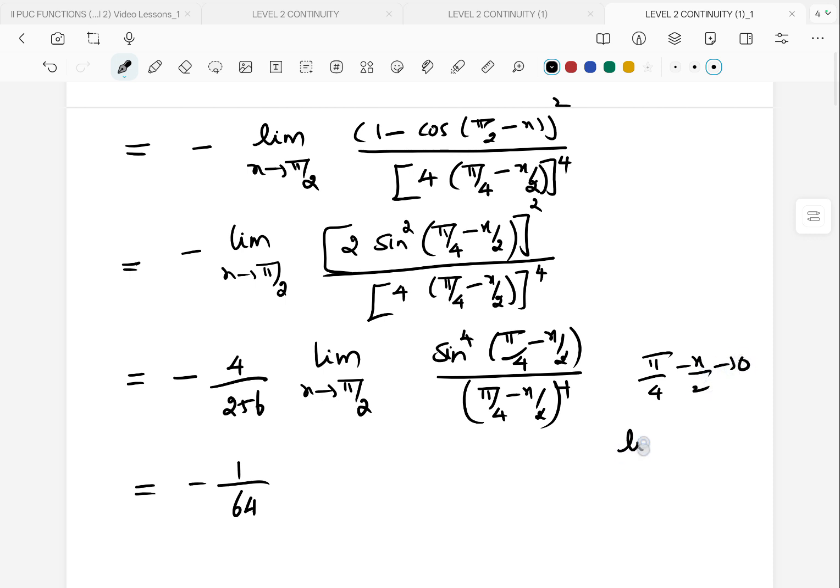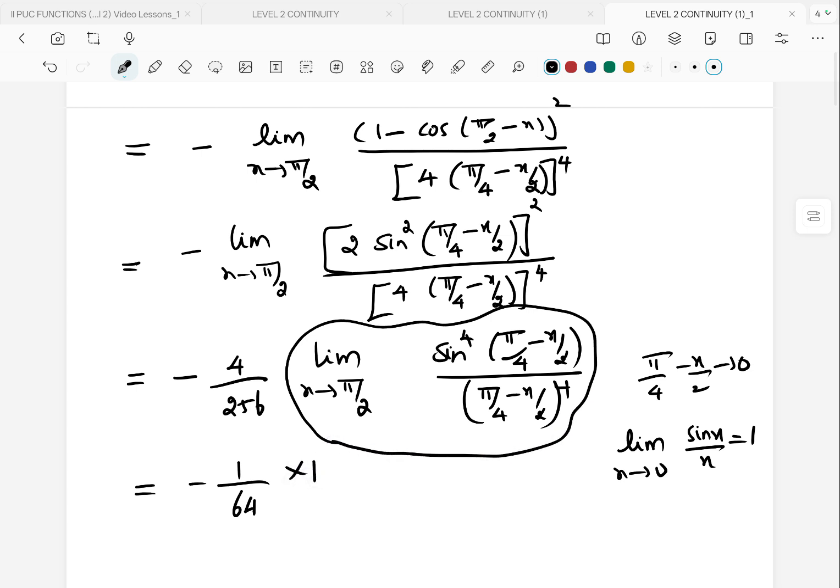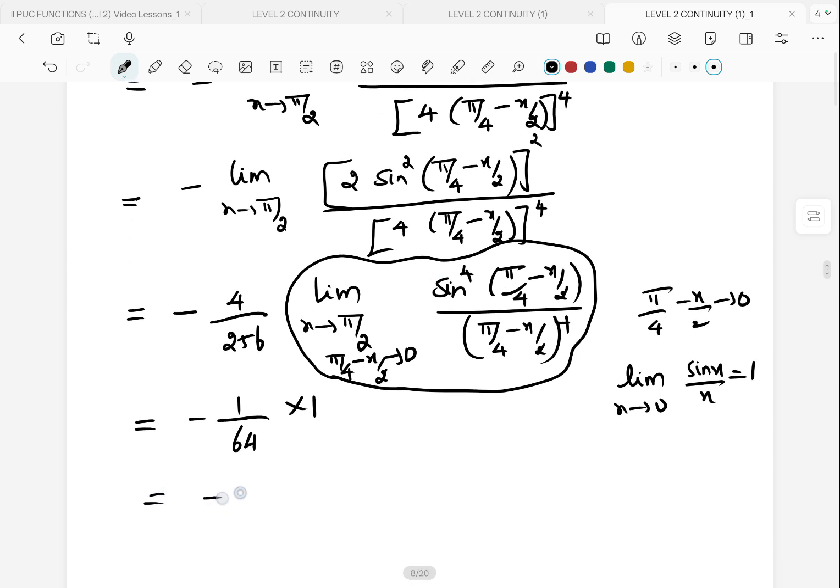So applying the standard limit, limit x tends to 0, sin x by x equal to 1, this whole limit becomes 1. As x tends to 0, I can write pi by 4 minus x by 2 tending to 0. So this is of the form limit x tends to 0, sin x by x, which is nothing but 1. So minus 1 by 64 into 1. So the answer is minus 1 by 64.